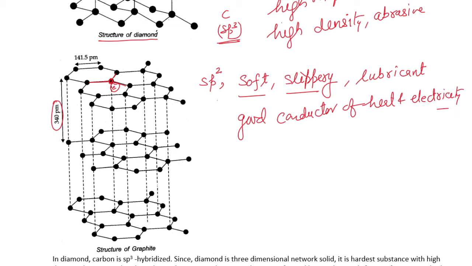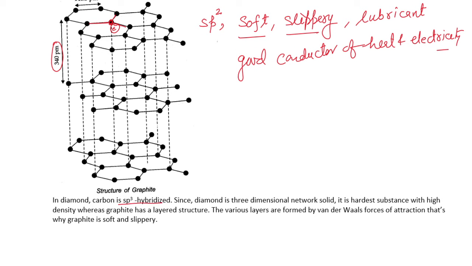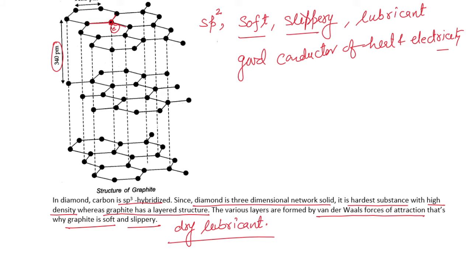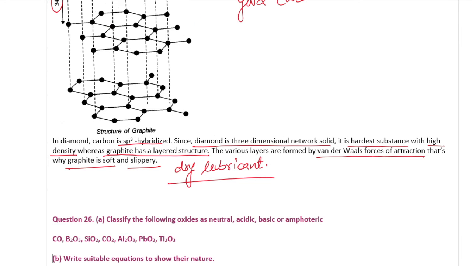Right, so see, in diamond carbon is sp3 hybridized. Diamond is a 3-dimensional network solid, hardest substance, high melting point, high density. Graphite has a layered structure and there are van der Waals forces of attraction between the layers. That's why it is soft and slippery and can be used as a dry lubricant where oil is not used.